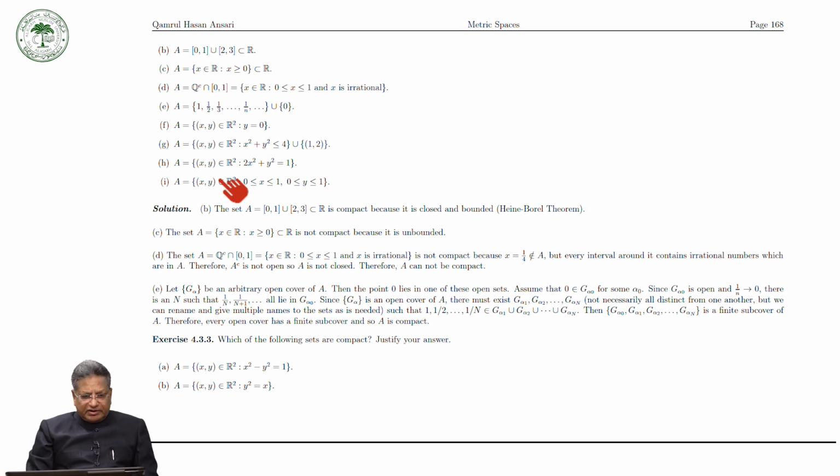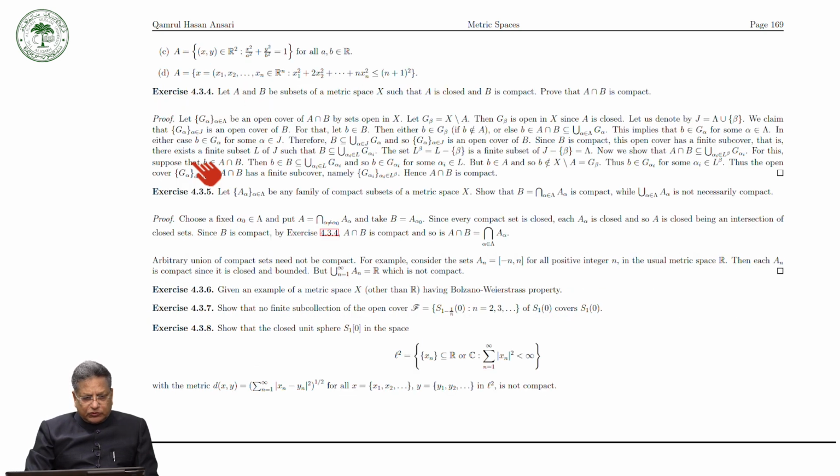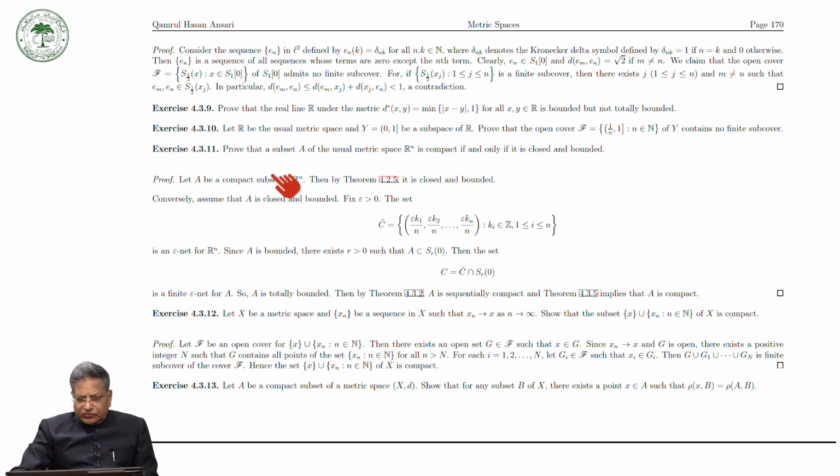Or if it is given in MCQ questions, say for example there are several questions given, and it is asked which of the following sets are compact, you have to check which sets are closed and bounded. So this exercise you can also treat as a theorem. The proof is already given here, and to prove it you will have to use the theorem that if A is a compact subset of Rn, then by the theorem it is closed and bounded.